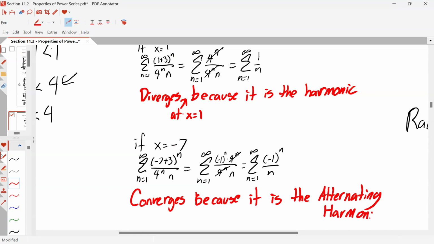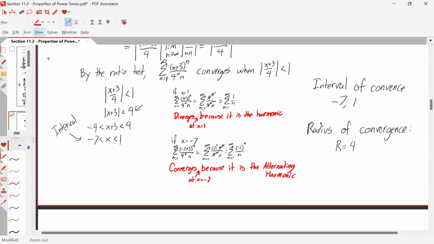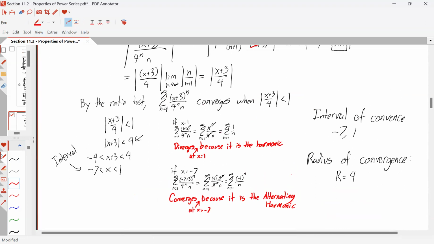So our power series converges at x equals negative 7, but it diverges at x equals 1. Since it diverges at 1, we don't include 1 on our interval. Since it converges at x equals negative 7, we do include that on our interval. So our interval of convergence is negative 7 to 1.